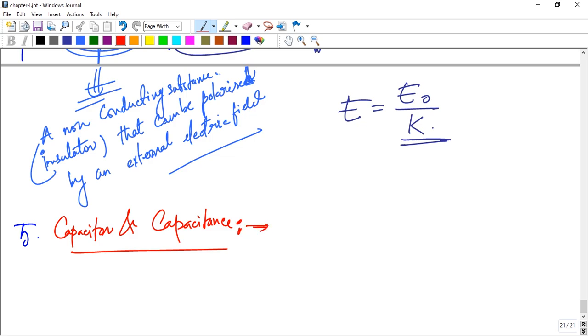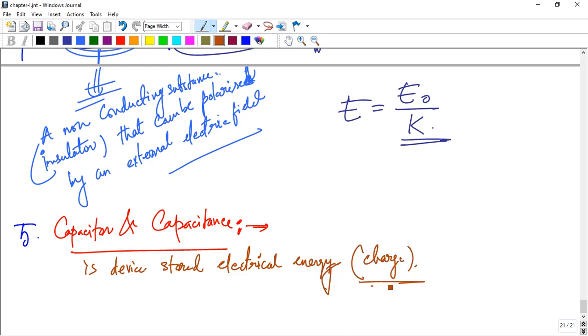So what is a capacitor? A capacitor is a device to store electrical energy, or say charge. Okay, that's the capacitor. And there's a capacitance.